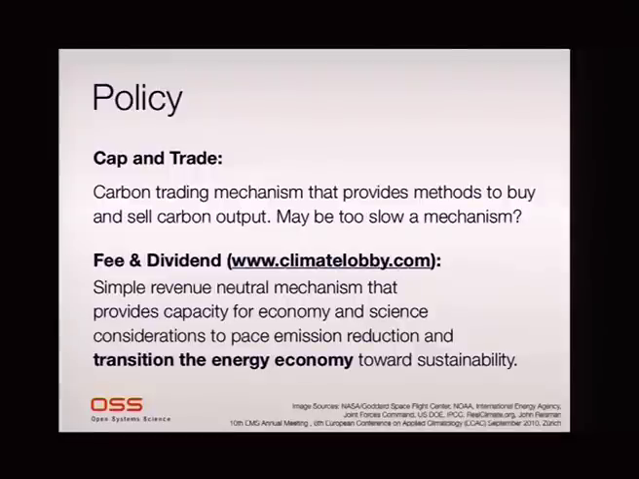A couple of major policy considerations: cap and trade. It's a carbon trading mechanism that provides methods to buy and sell carbon output. It can be effective, but it may be too slow because that's what they were using for their policy considerations at COP15, and it still added up to 700 parts per million. Fee and dividend is looked at as an approach that's more simple, revenue neutral, by the mechanism by which it wants to operate, to pace emissions and move us into, of course, a sustainable economy with renewables. Transitioning to this new economy or energy economy is very important, the speed of which has to be regulated by our economic needs, as well as, of course, our reality regarding the climate.